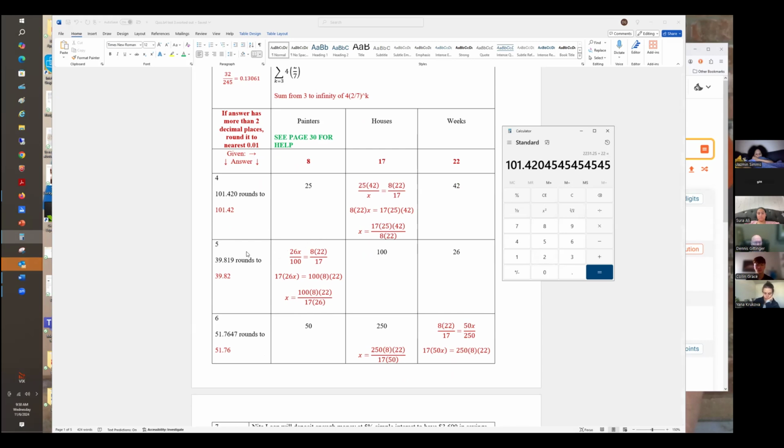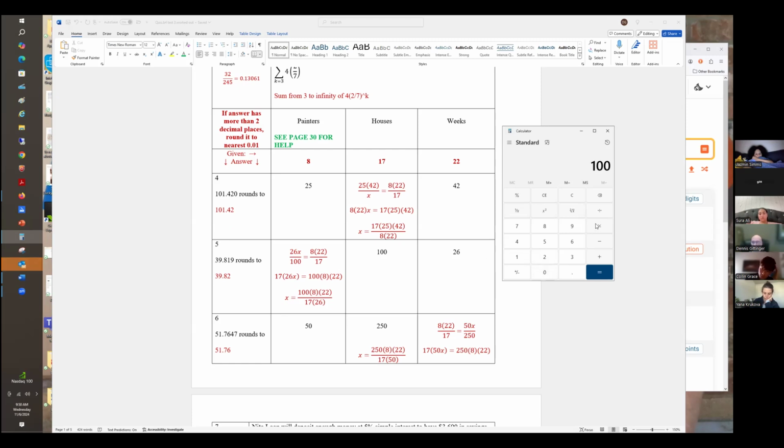So for number 5, again, how many painters are needed to paint 100 houses in 26 weeks? So 26x over 100. Workers times time divided by work. It's right there on page 30. Workers times time divided by work must equal 8 times 22 divided by 17. So again, you've got that. And you don't have to do it this way, but you got to get it right.